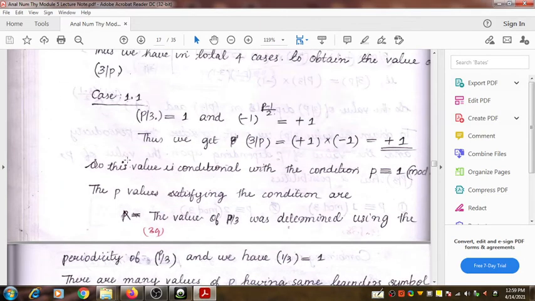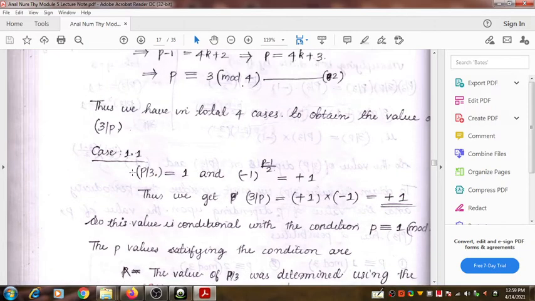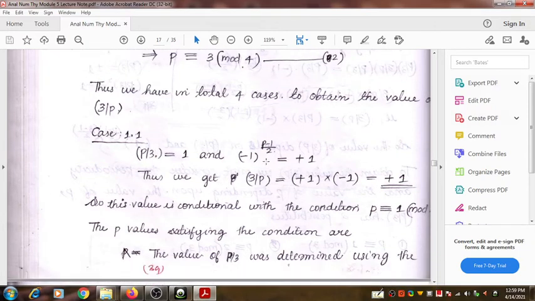For the quantity (p/3) we have 2 different values, and for (-1) raised to (p-1)/2 we have 2 values, plus 1 and minus 1. Since we want to obtain the value of the product, considering the 2 values of (p/3) and the 2 values of (-1)^((p-1)/2), we get 4 situations. These are represented here as 1.1, 1.2, 2.1 and 2.2.